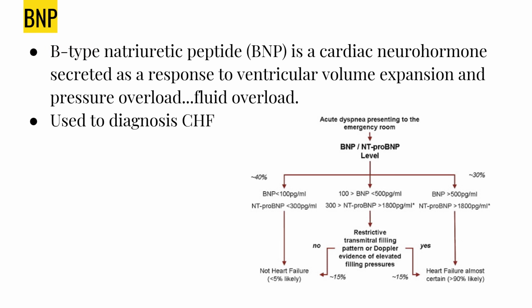And then BNP is another test that they can do, a B-type natriuretic peptide. It's a cardiac neurohormone, and it's one that they use to help diagnose CHF. So they'll look to see what the BNP level is, and you can see that fancy chart there that the physicians are probably well aware of. The higher the BNP level, the more likely there could be heart failure. So it looks like greater than 500 is used to diagnose CHF.